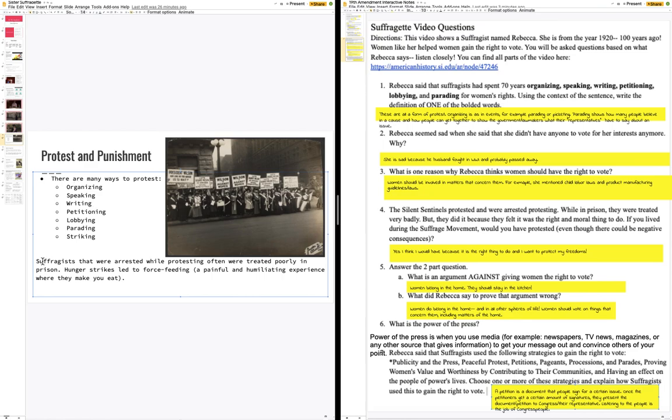Suffragists that were arrested while protesting were often treated very poorly in prison. They tried using these hunger strikes because they couldn't use a lot of these forms of protest. And that led to force feeding, which was a very painful and humiliating experience where they basically forced you to eat.